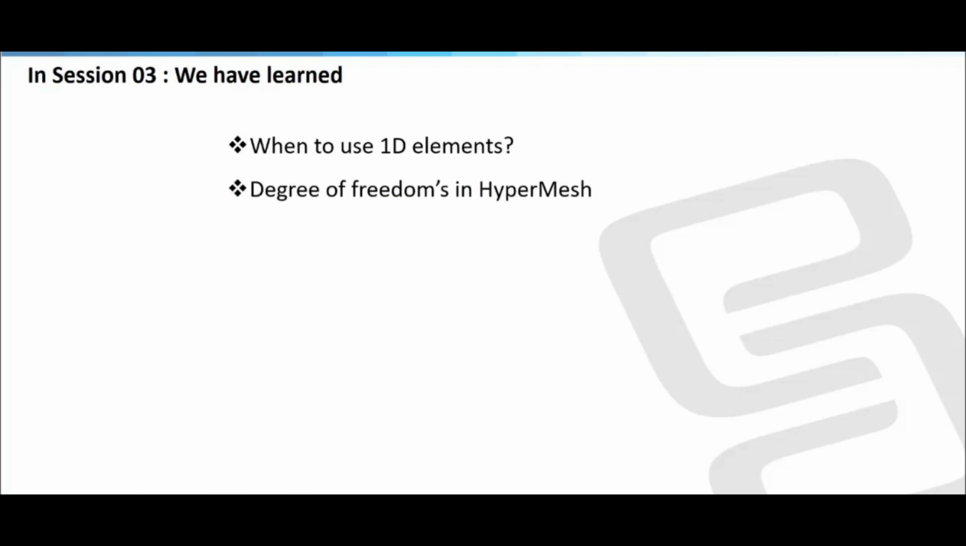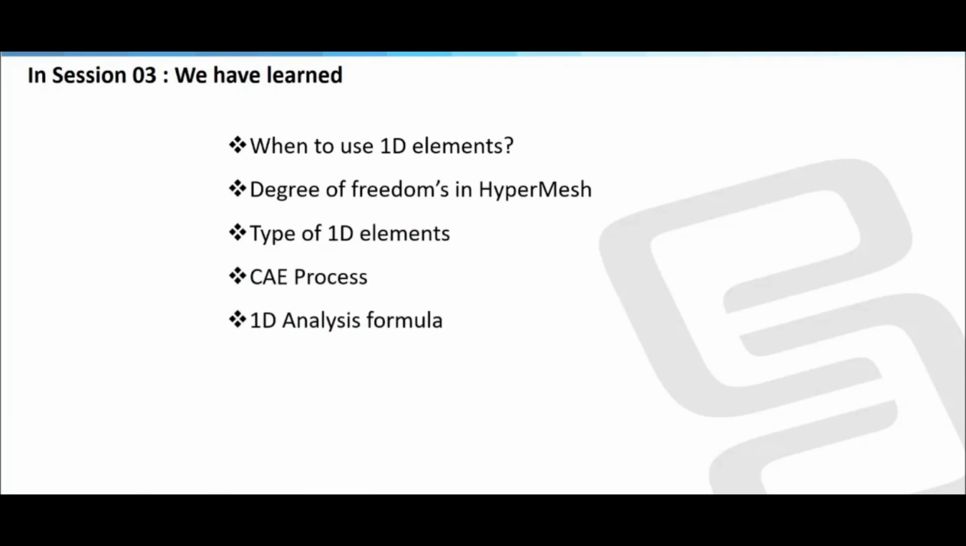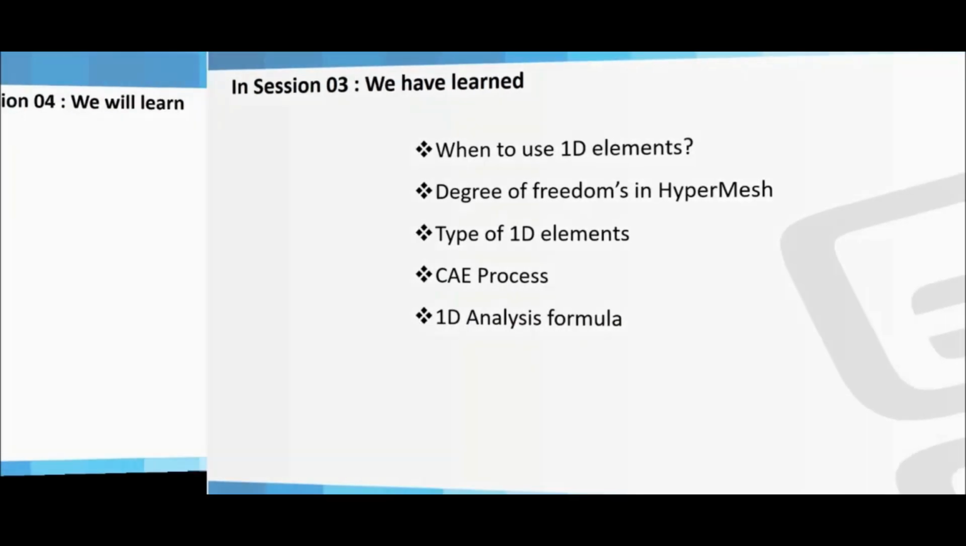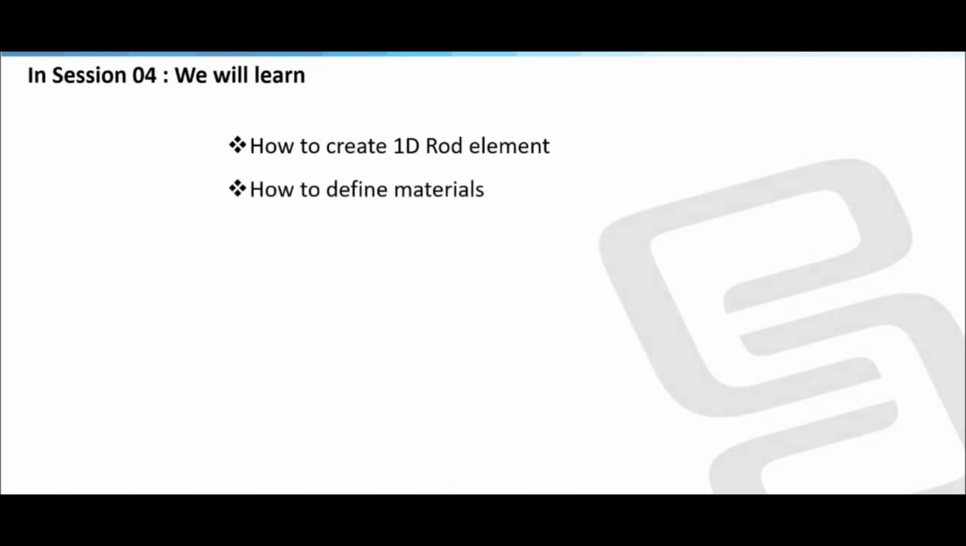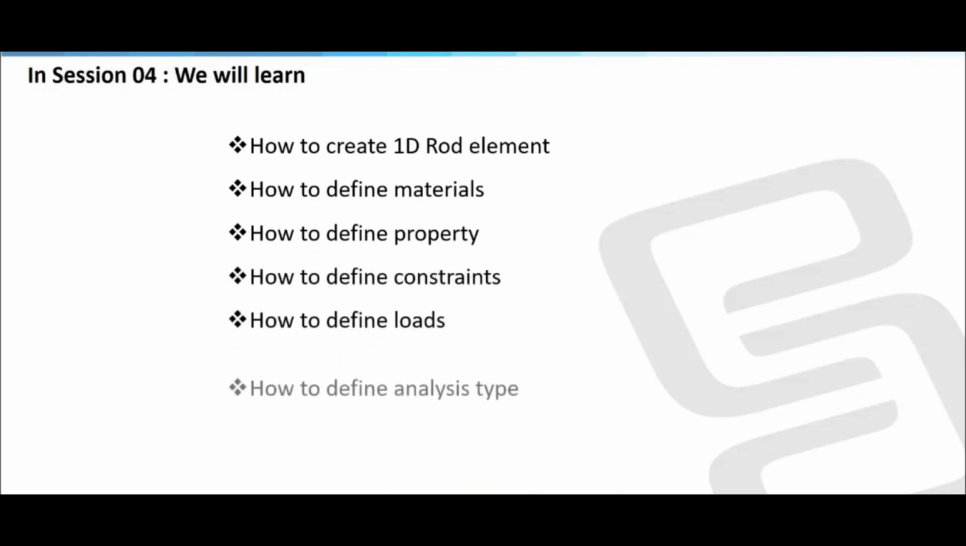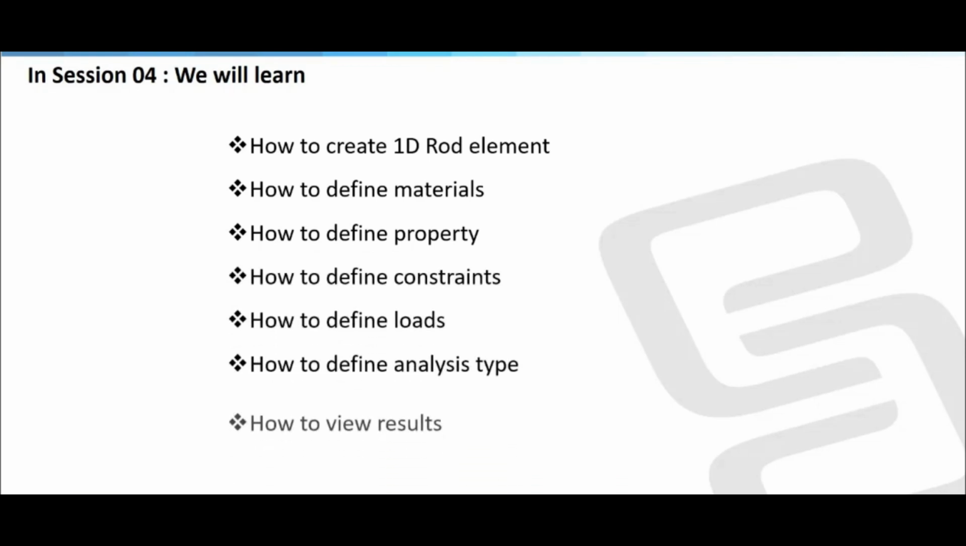Degrees of freedom in HyperMesh, types of 1D elements, the CAE process, 1D analysis formula. In session 4, we will learn how to create a 1D rod element, how to define materials, how to define property, how to define constraints and loads, how to define the analysis type, and how to view the results. So we will start with a problem statement of a rod element subjected to tensile force.